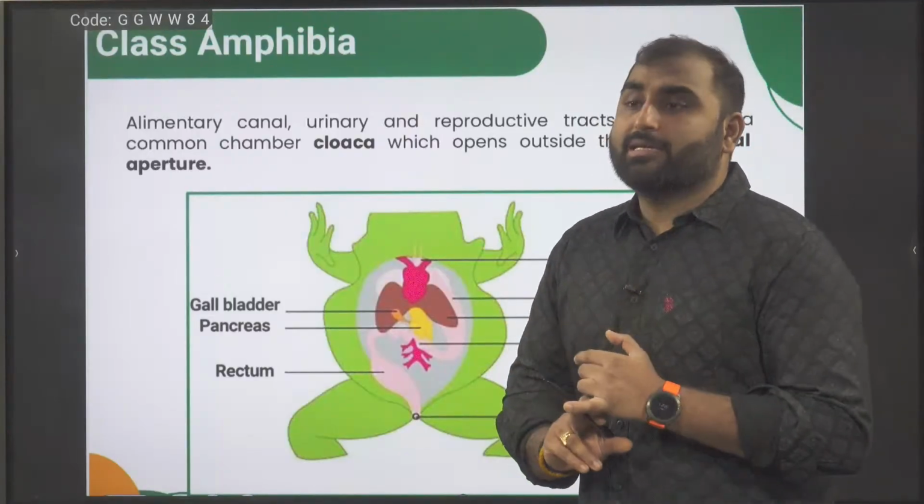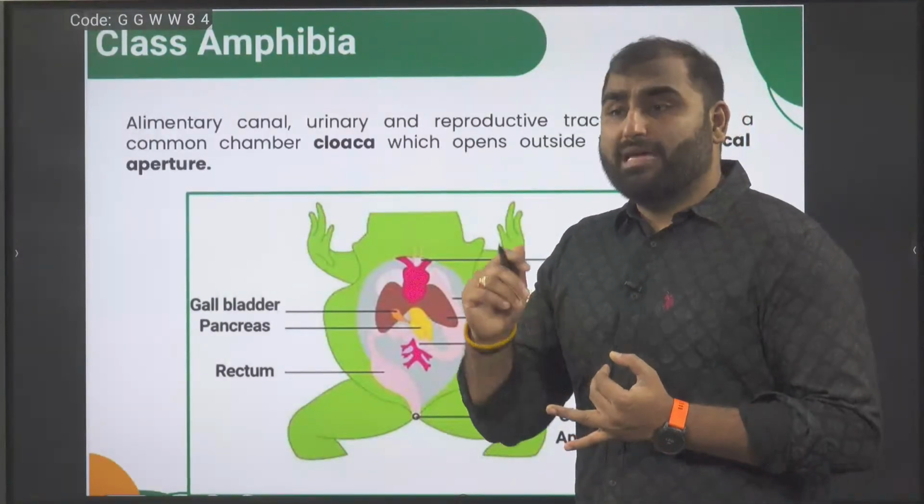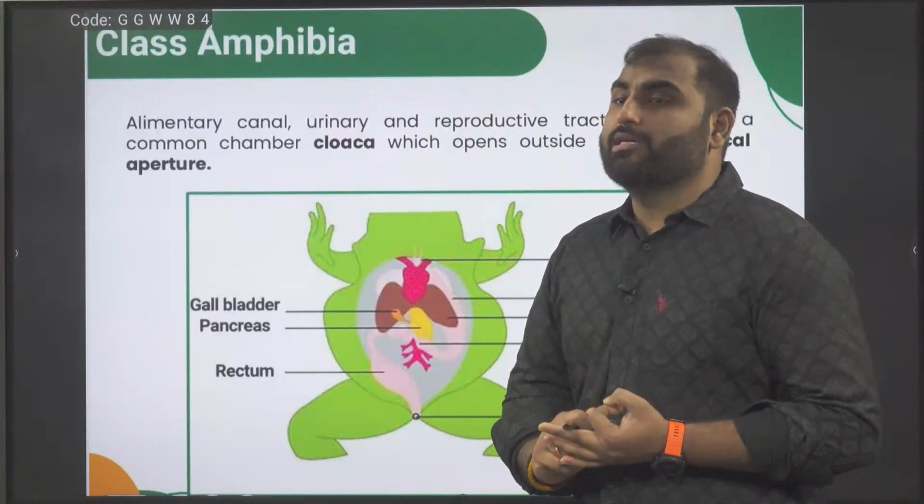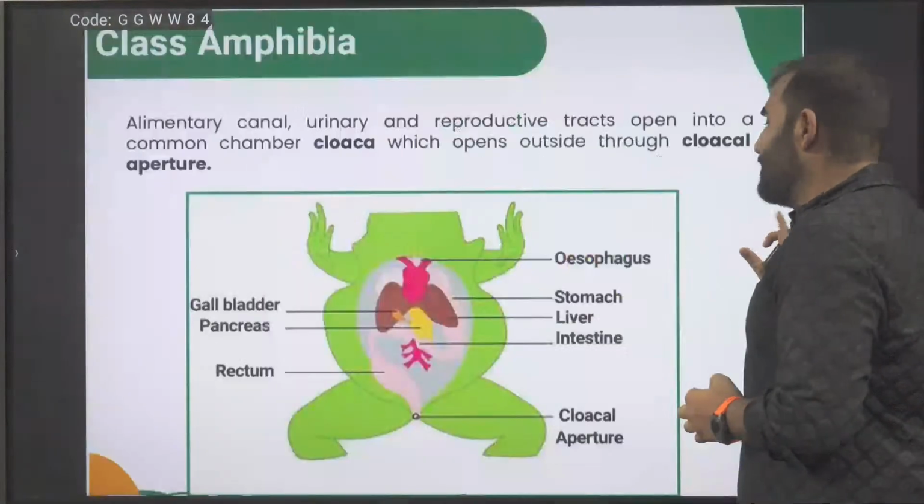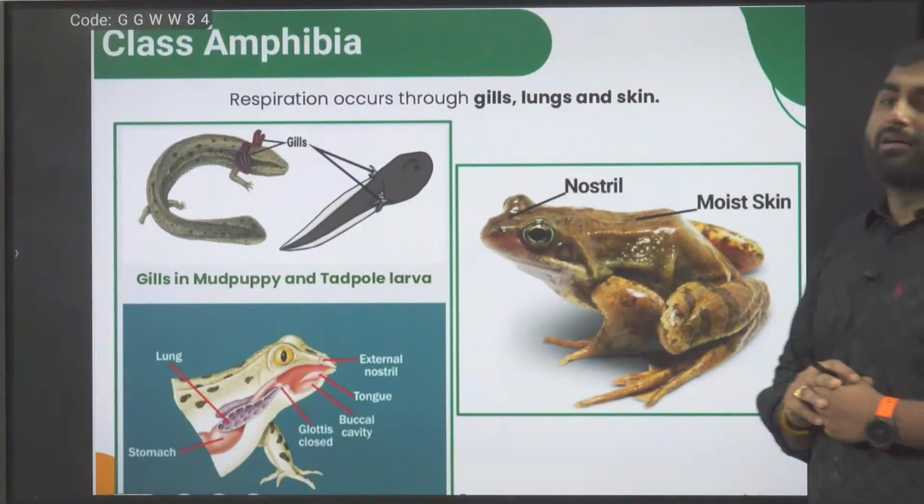That represents the reproductive tract opening. So the gametes will be released from the same part. The fecal matter also will be released from the same part. And the urine will also be released from the same part. Okay, that is the cloaca, and the outer external opening is the cloacal aperture.